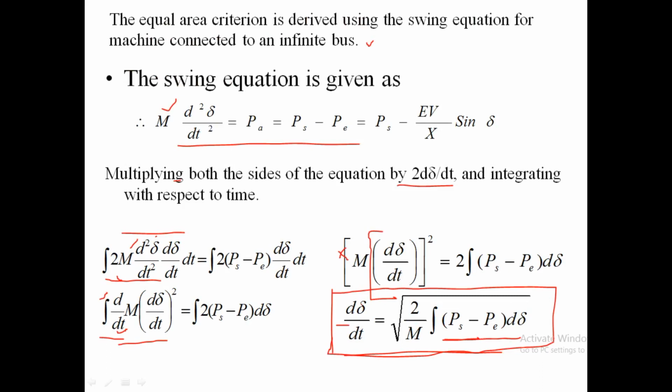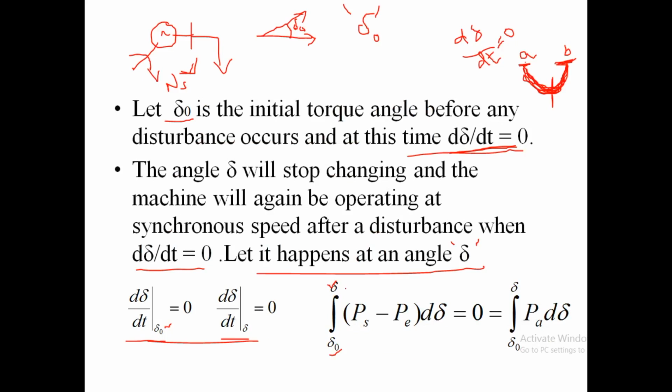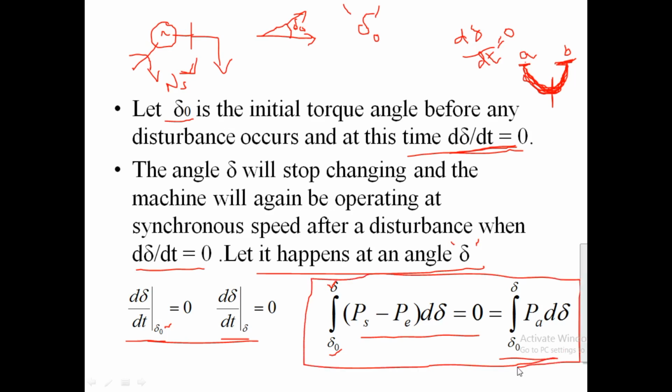How do we apply these limits here? If on the left side we apply the two points delta 0 and delta, then on the right side, if it is 0, we give these as the two limits. So the integral from delta 0 to delta of (Ps minus Pe) d delta equals 0, or we can say the integral from delta 0 to delta of Pa d delta equals 0. This is the point we should remember here. This derivation they can ask in your exams. That means prove the equal area criterion, prove the conditions of the equal area criterion. For that question you have to answer like this.